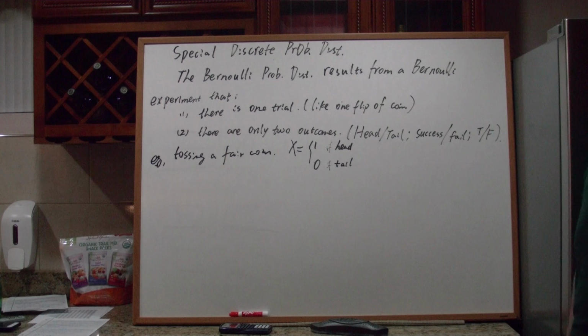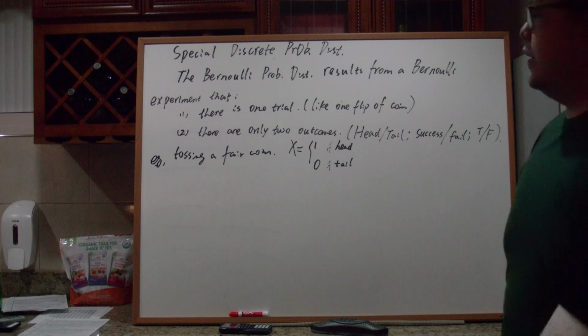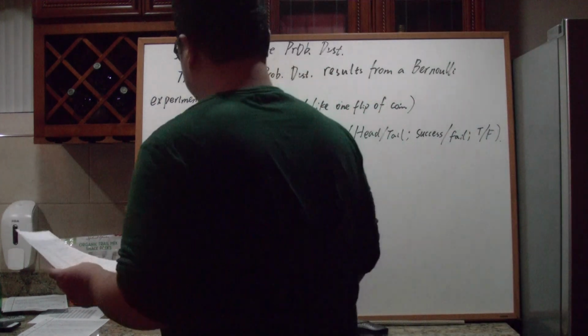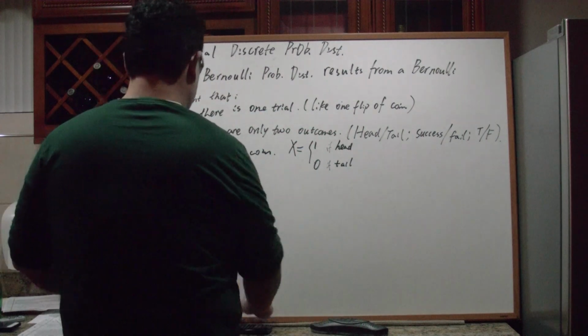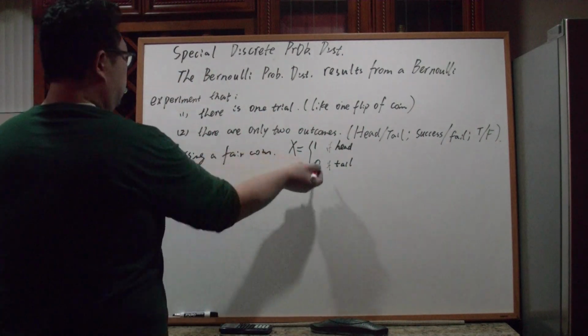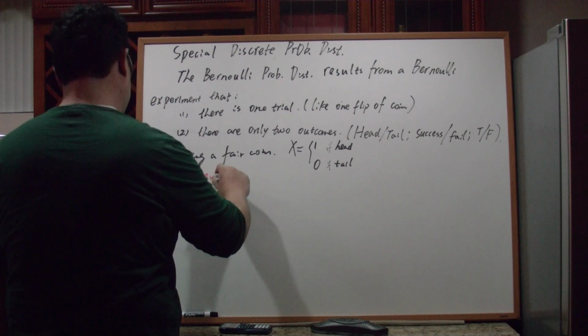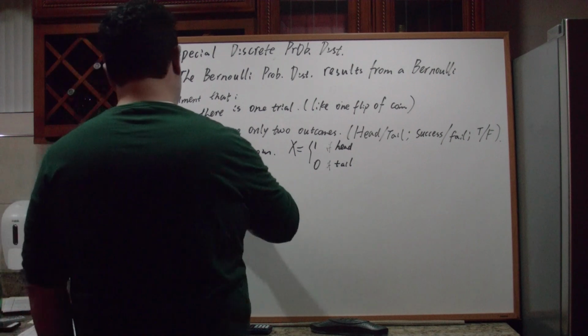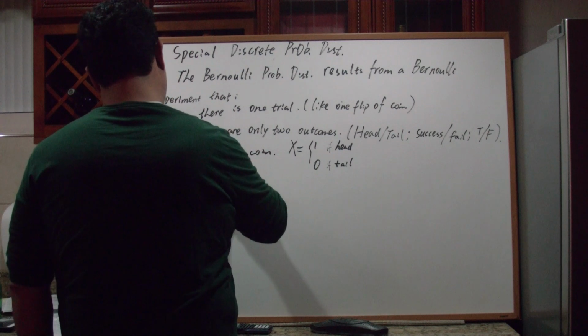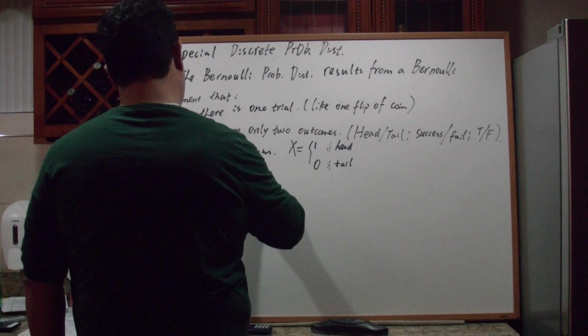When tossing a fair coin, the random variable is defined as 1 if it comes out a head, and 0 if it comes out a tail. Then the experiment corresponding to this random variable is one trial, with two outcomes.